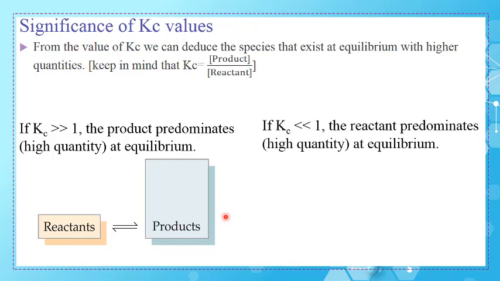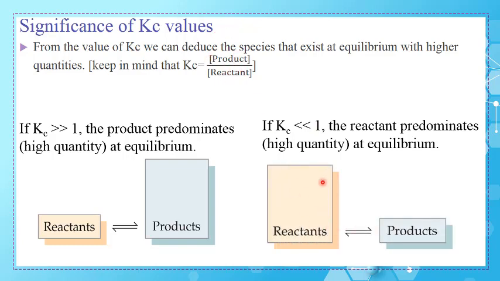Now, if Kc is much smaller than 1, the reactant predominates. Why? Because again, Kc has this relation. If Kc is much smaller than 1, it means that in the fraction the denominator is greater than the numerator, so the quantities of reactants are greater than those of the product at equilibrium.